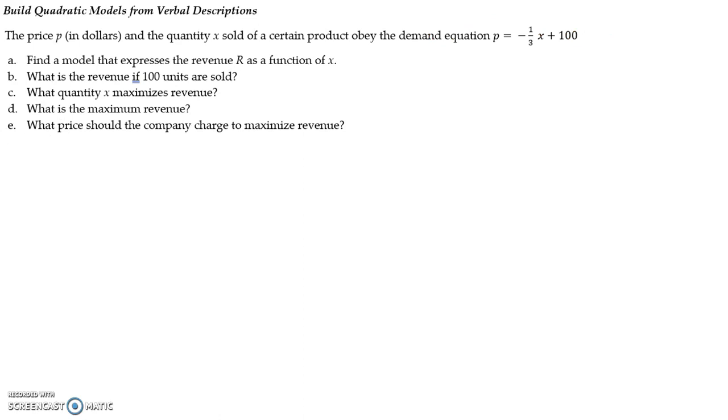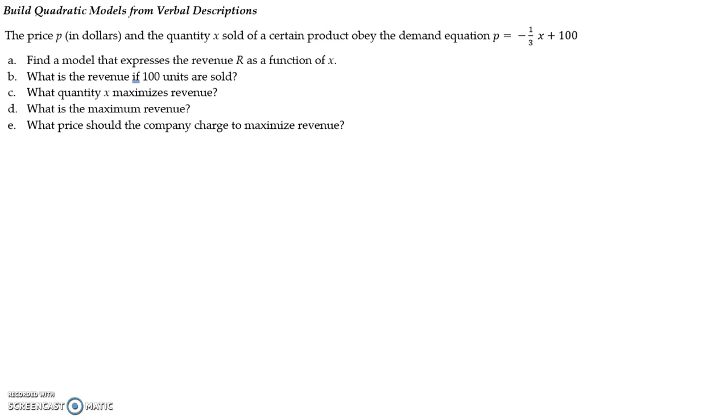Let's take a look at this problem. We have the price P. We're going to be measuring the price in dollars. And we have the quantity sold. We're going to let that be represented by the letter X of a certain product. And we have a demand equation that was given to us. We have P equals negative 1/3 X plus 100. Let's take a look at part A. We want to find a model that expresses the revenue as a function of X.